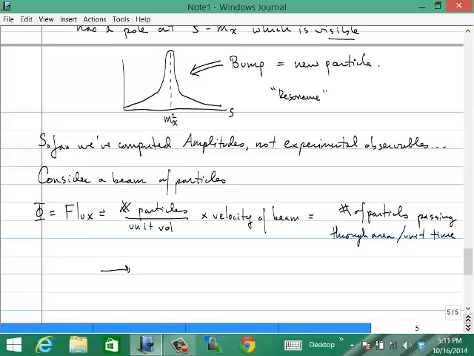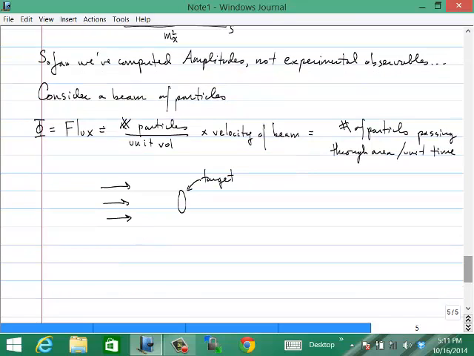So the picture you would have in mind is you have some beam of particles, and you have some, say, target here, and you would describe the beam by some flux. Let's first just imagine the simplest case where you have a fixed hard target. For a fixed target that is just fixed in space, what would you observe? You would observe the cross-sectional area of the target.